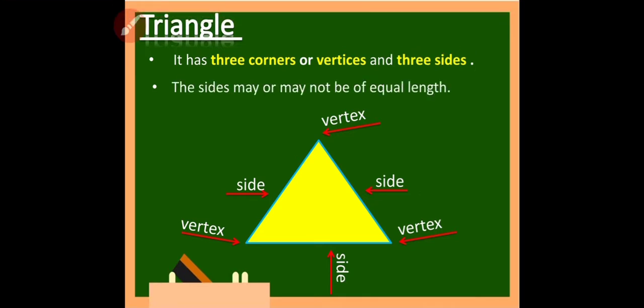Okay. As in rectangle, the opposite sides are equal. In the square, all sides are equal. But in a triangle, the sides may be of equal length or they may be of different lengths. Okay. But if it is a three-sided closed figure, then it is called a triangle.